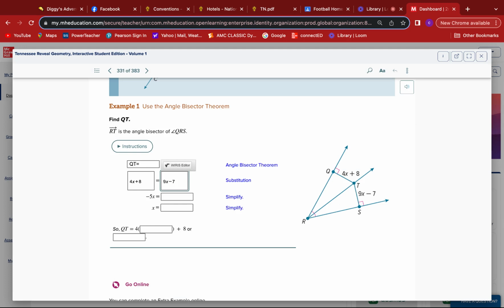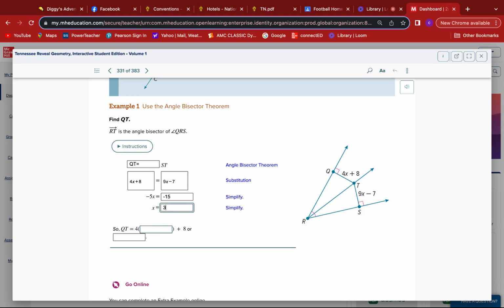Looks like they subtract 9x to the other side. So minus 9x cancels out the 9x. 4x minus 9x is a negative 5x. So I'm going to subtract 8 to the other side. So minus 8 here, minus 8 on the right side. So negative 7 minus 8 is a negative 15. And the opposite of multiplying by negative 5 is to divide by negative 5. So negative 15 divided by negative 5 is a positive 3. That is your x.